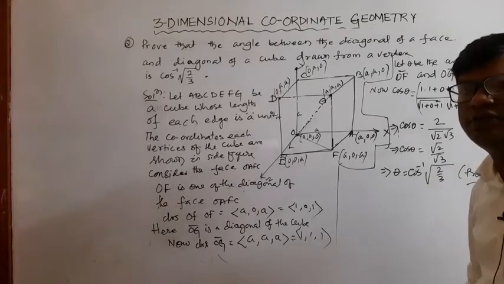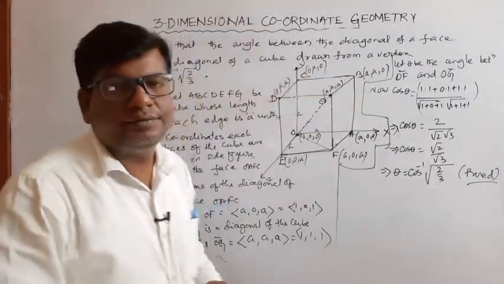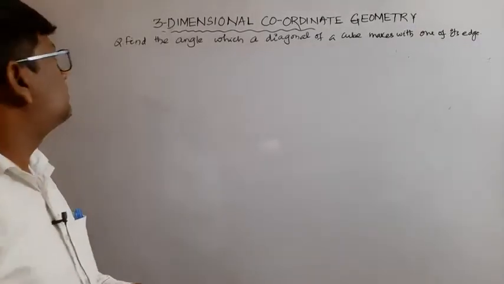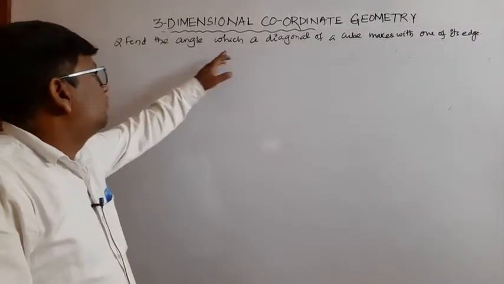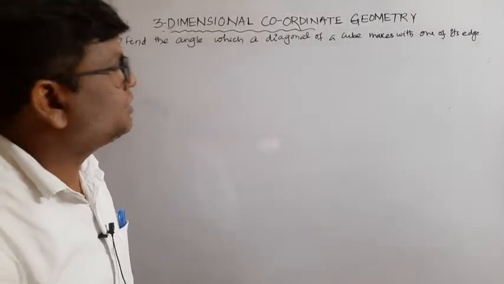Okay, this is one question. Now another question. The question is: find the angle which a diagonal of a cube makes with one of its edges.